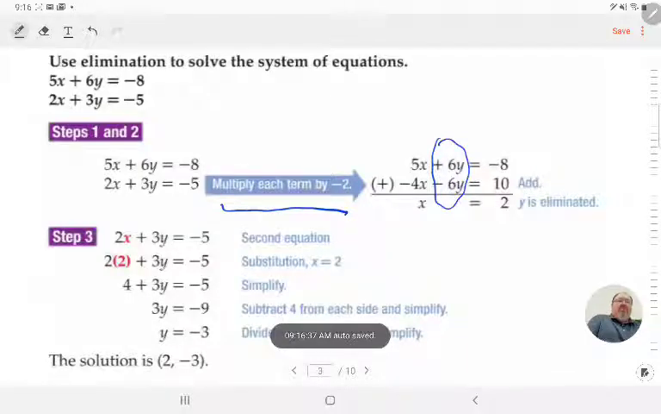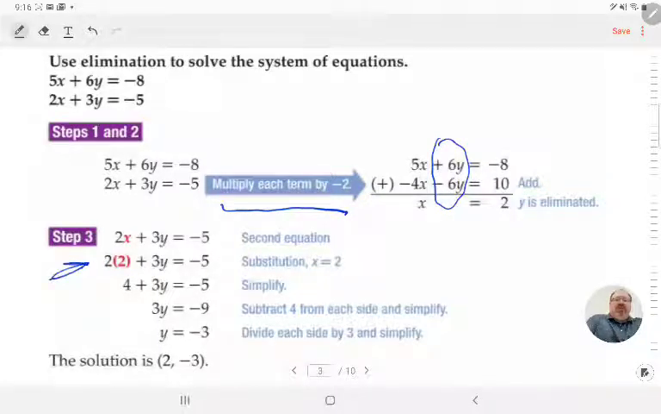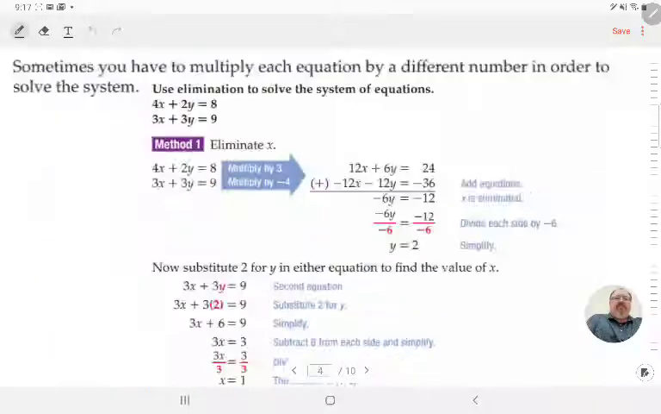Now I just go over to either one of the 2 original equations, and I plug in the 2 for the x, which is what's done over here. And we have 2 times 2 is 4, subtract 4 from both sides, we get 3y equals negative 9, divide both sides by 3, and y equals negative 3. So our solution would be 2, negative 3. All right.